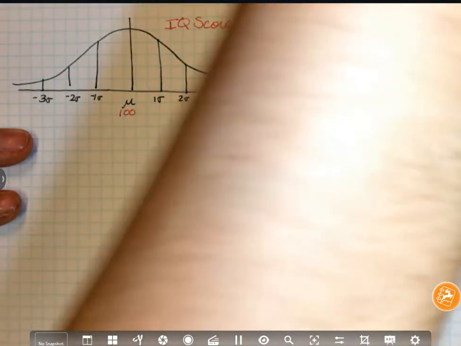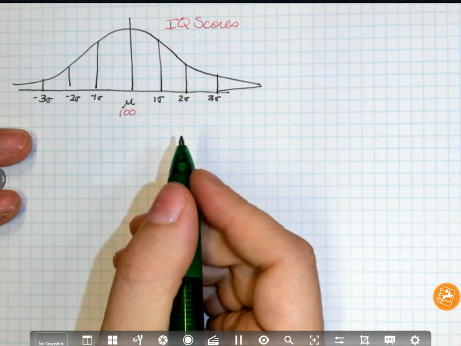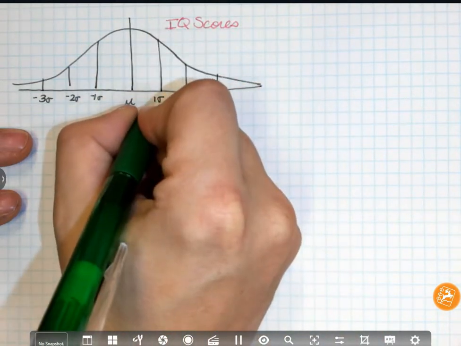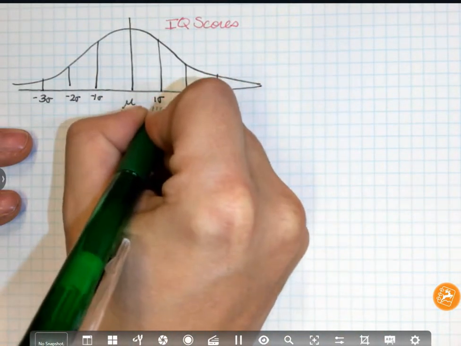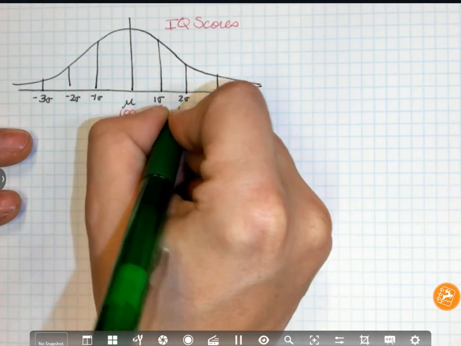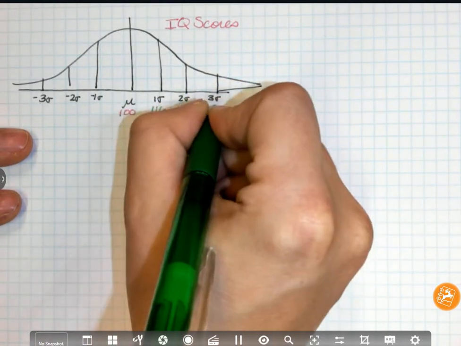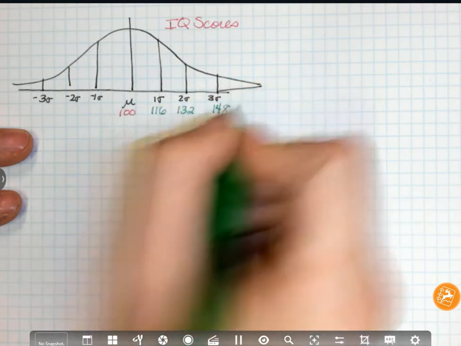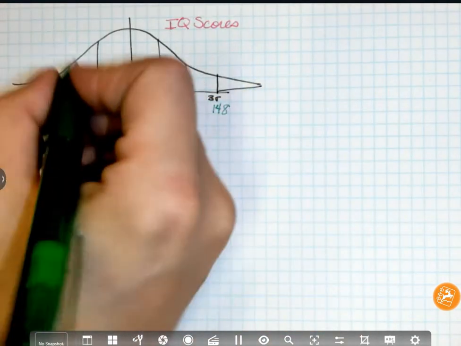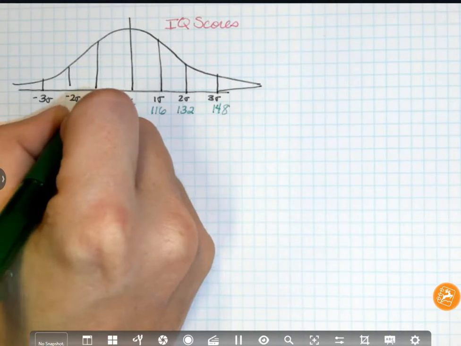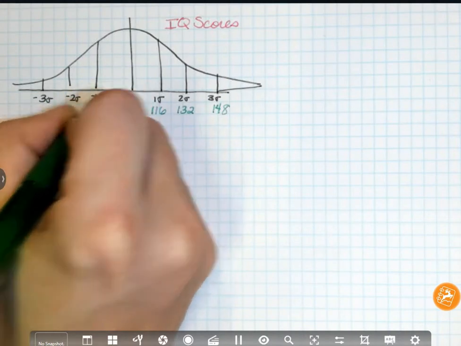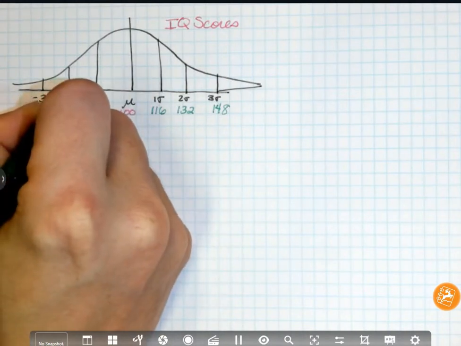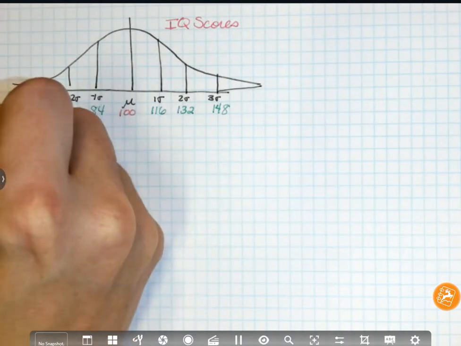What was my standard deviation? 16. So what goes here? 116. What goes here? 132. And then here? 148. To the left. What goes here? 84. Back it up. One more time. 68. Back it up.